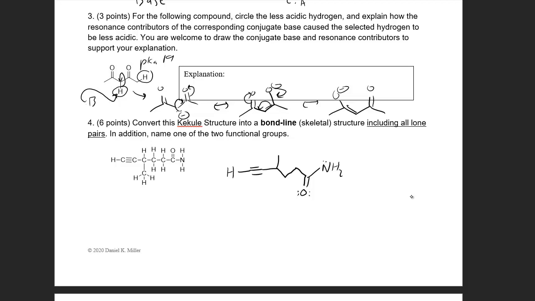Again, the errors that I saw, a lot of people missed the lone pairs on the oxygen, some missed the lone pairs on the nitrogen, and then this wasn't presented as linear quite a few times. So this is a 180-degree bond angle here, and a 180-degree bond angle on this carbon and this carbon.